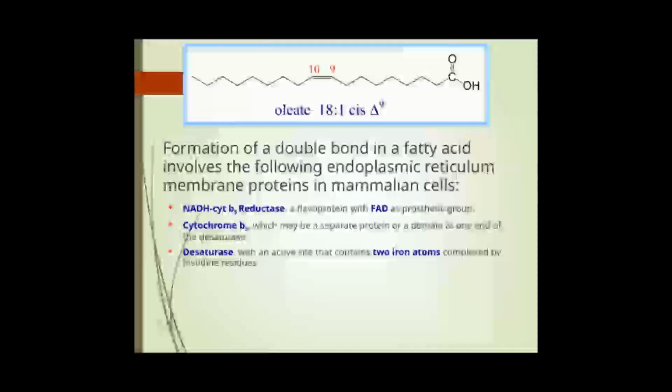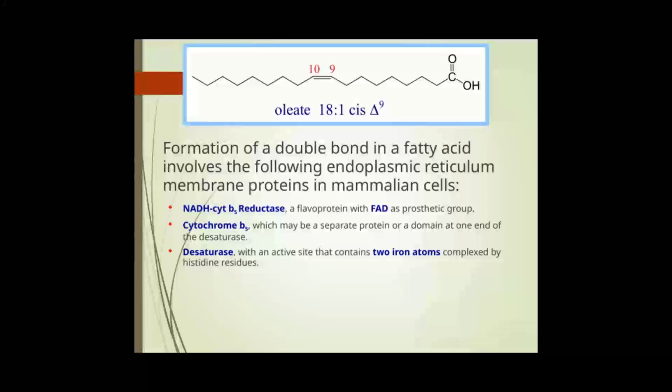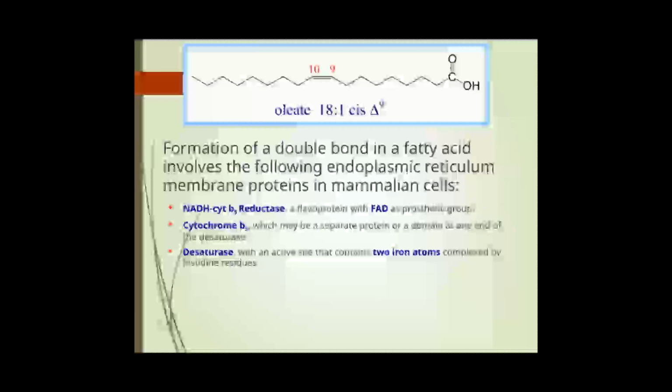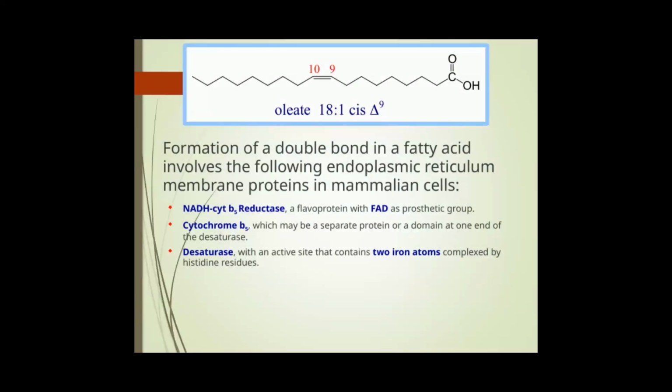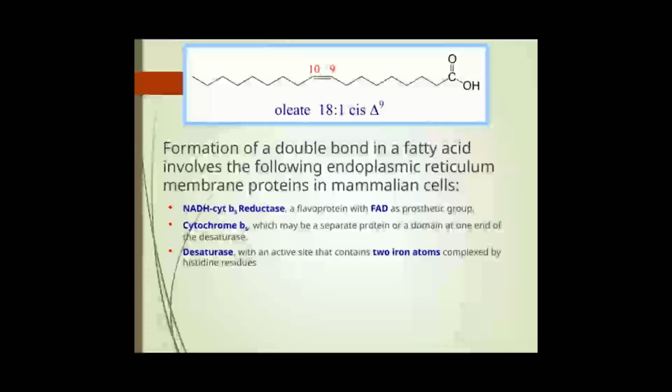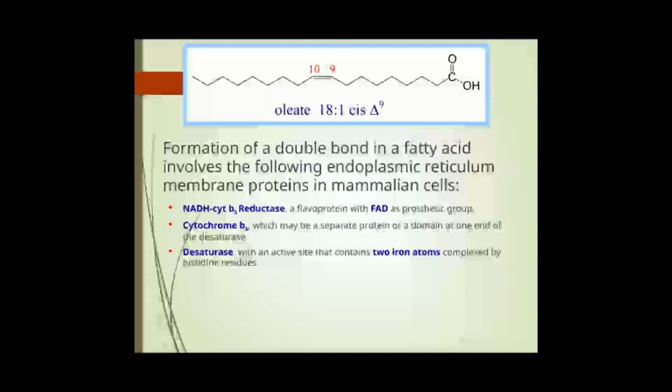Speaking of the desaturase, this enzyme is where the actual formation of the double bond occurs. It has an active site containing 2 iron atoms, which are complexed by histidine residues. These iron atoms are essential for catalyzing the desaturation reaction. Altogether, these proteins work in concert to introduce double bonds into fatty acids, a key step in producing unsaturated fats that are vital for cell membrane fluidity and function, tying into our broader discussion on lipid metabolism and cellular processes.